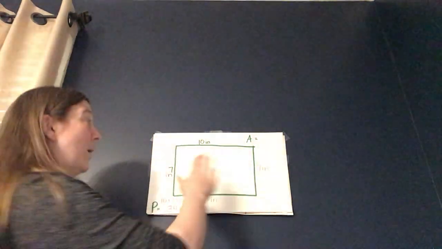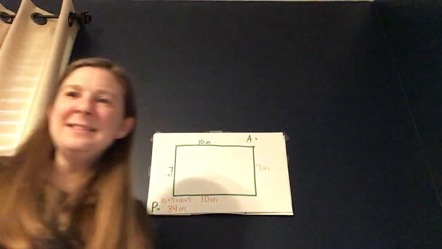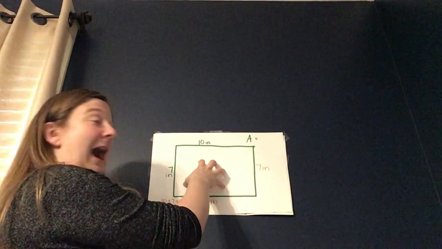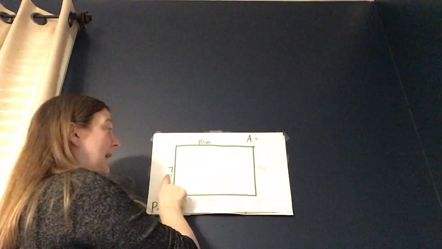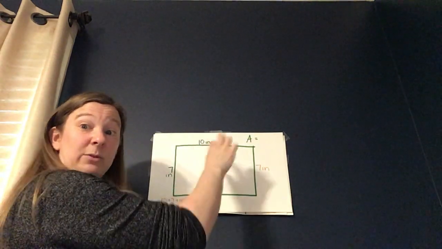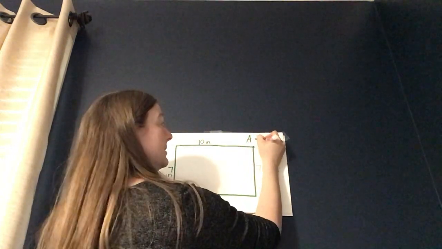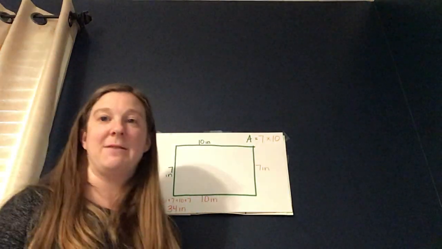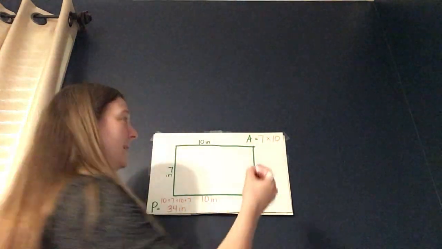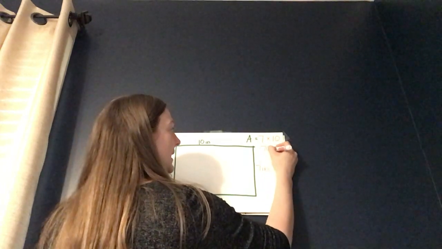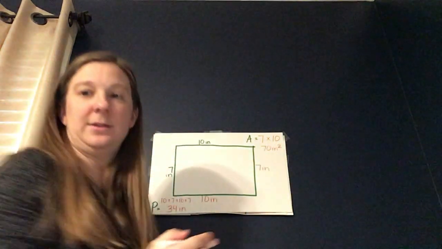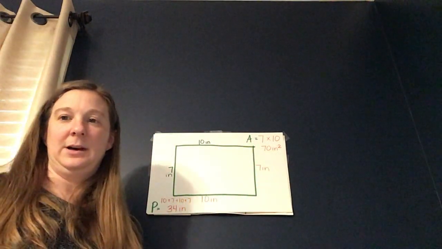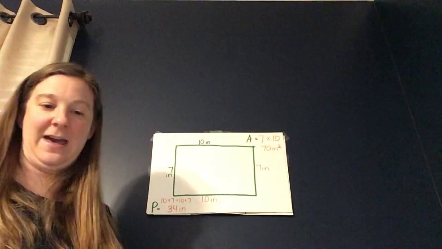Now, area is looking at what would actually fill the inside. And I can think about it like when we've used arrays for multiplication. In order to fill the inside, I would have to have rows of 10, and I would have to have 7 of those. So I'm thinking 7 times 10. In order to fill the inside of my rectangle, I would multiply 7 times 10. That gives me 70 inches squared. 70 inches squared, because this is now a 2-dimensional object. I'm looking at this inside value.